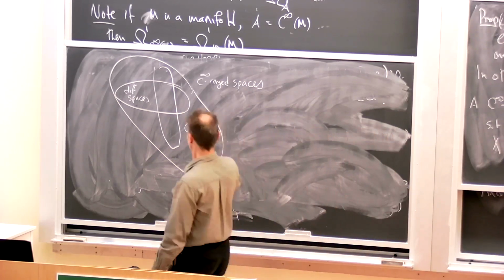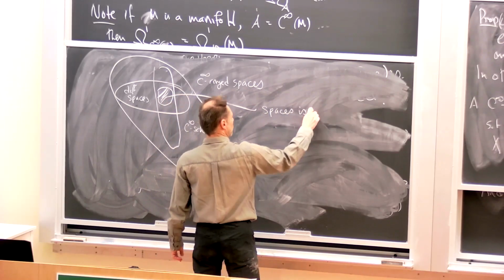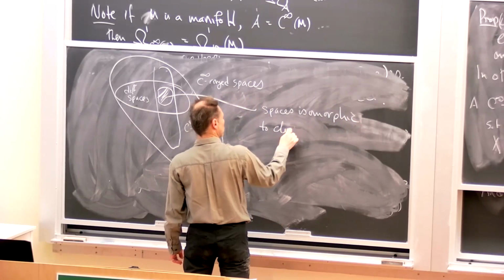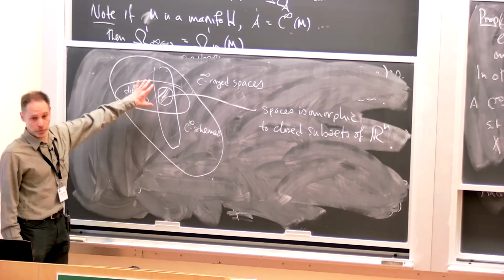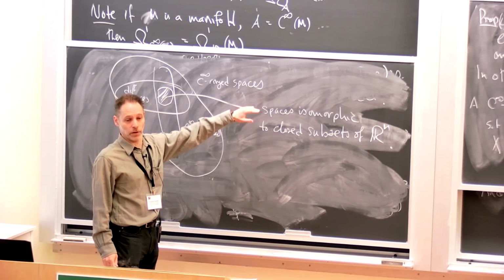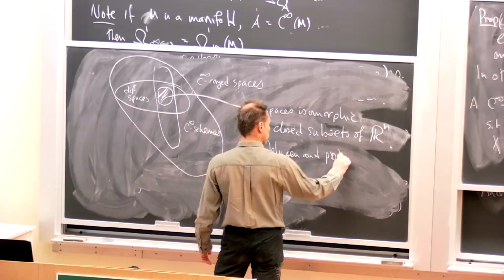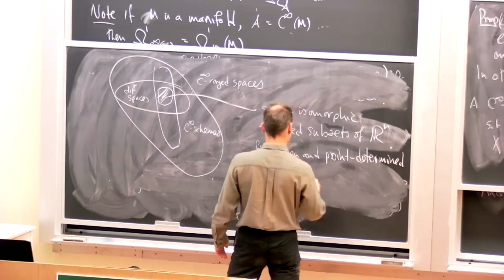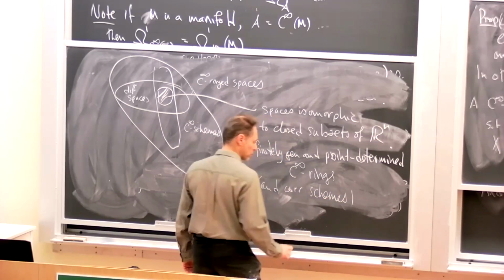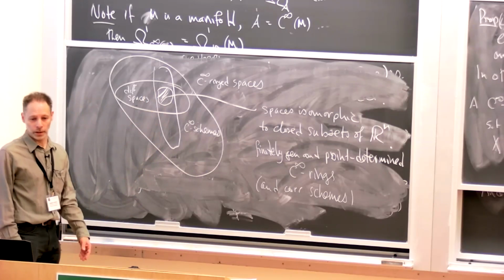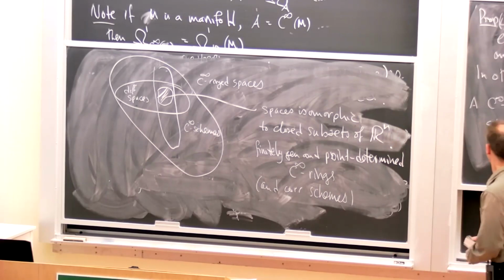Right, there is a nice collection of spaces right here. And these are spaces isomorphic to closed subsets. Yeah, this is perfectly fine. And there is a characterization of the C infinity ring. So these are finitely generated and point determined C infinity rings and corresponding schemes. So you can think of the closed subsets of R^n as C infinity schemes, and then you don't have to worry about the embedding. You don't need to worry about which R^n they sit in.